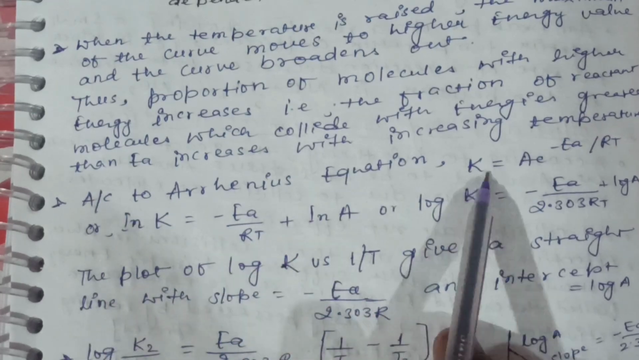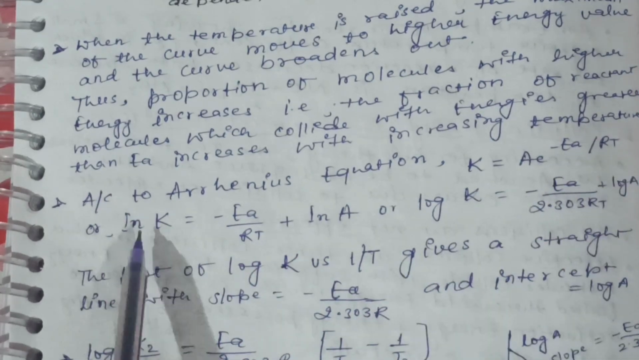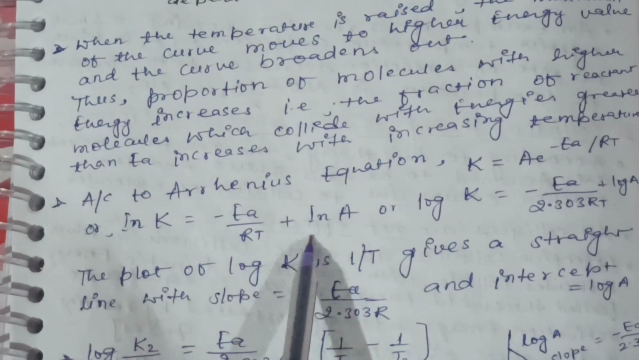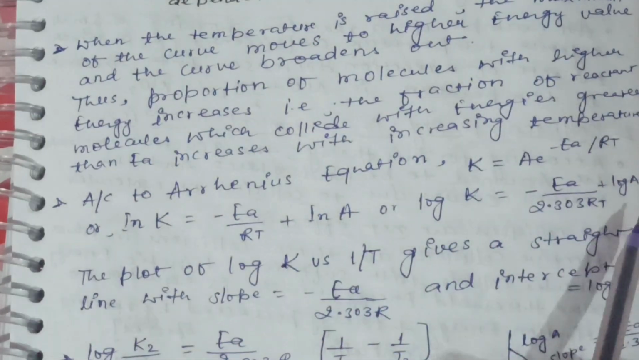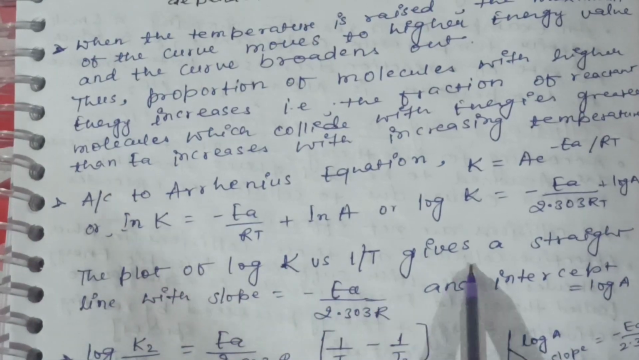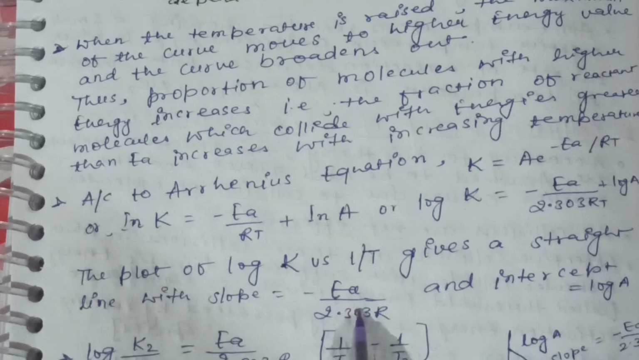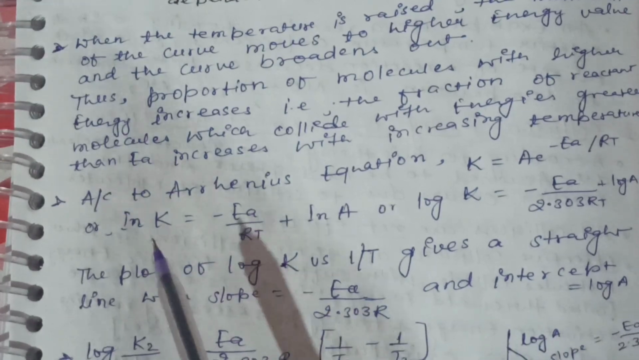According to the Arrhenius equation, k is equal to A e to the power minus Ea/RT, ln k is equal to minus Ea/RT plus ln A, or log k is equal to minus Ea/2.303RT plus log A. The plot of log k versus 1/T gives a straight line with slope equal to minus Ea/2.303R and intercept equal to log A.